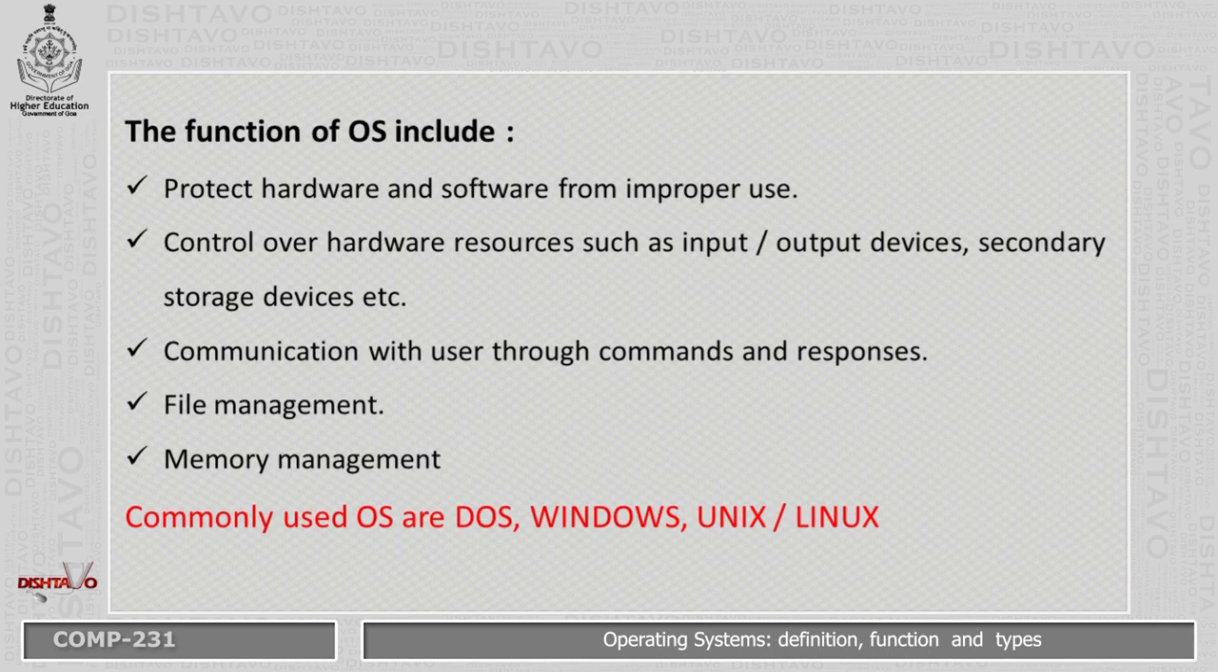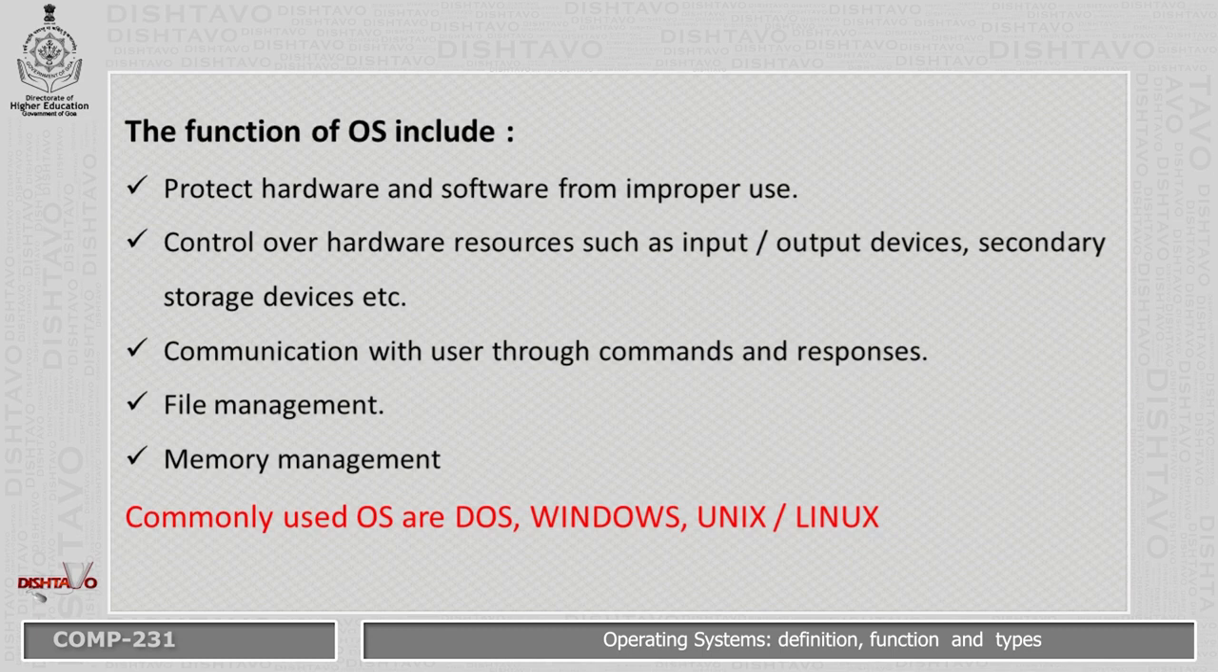What are the functions of these operating systems? First, to protect the hardware and software from improper use. That is the main aim of the operating system. Next, control over hardware resources such as input-output devices, secondary storage devices, etc. And communication with the user through commands and responses. File management is also an important function of the operating system. Next is memory management.